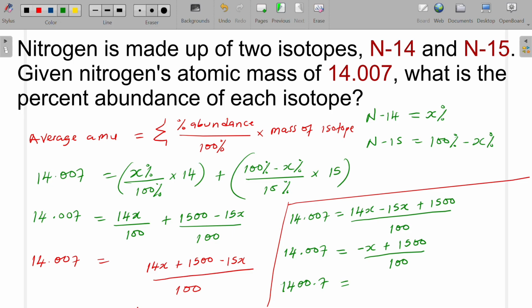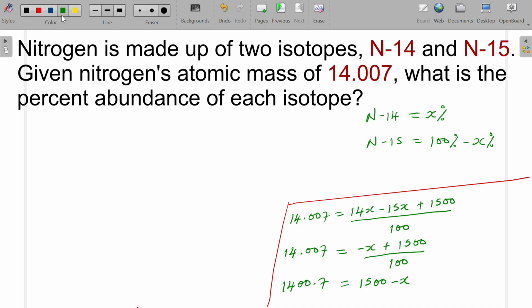This is what my calculator is giving me, 1400.7. And on the other side, we'll just have 1500 minus x. Now, minus x plus 1500 is the same as 1500 minus x, so don't get confused because of that. Right, so let me just get rid of this other part so that we can use it. All right, so we continue with our mathematics here. What we have now is we're going to put like terms together. On this side, we have 1400.7, which is equal to, on the other side, 1500 minus x.